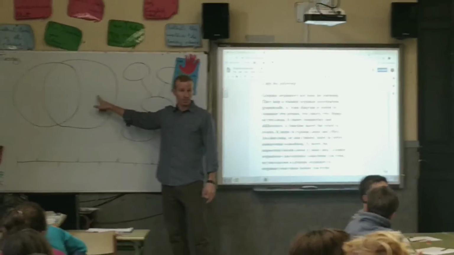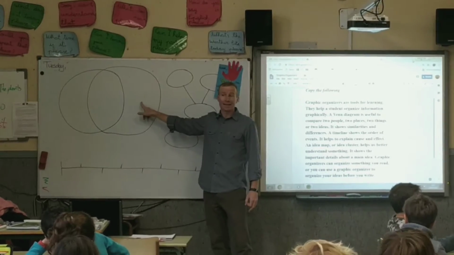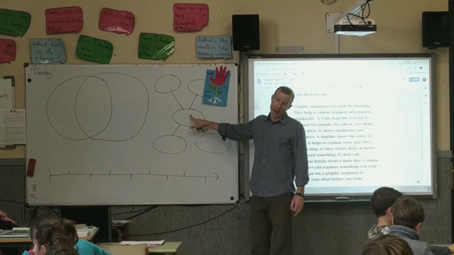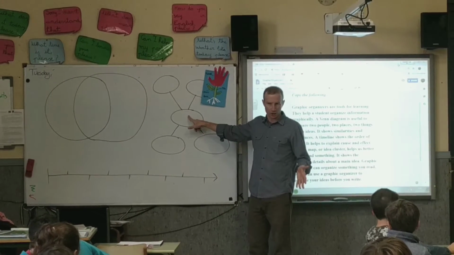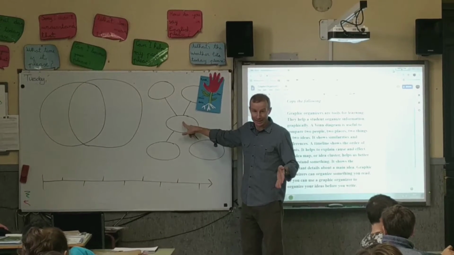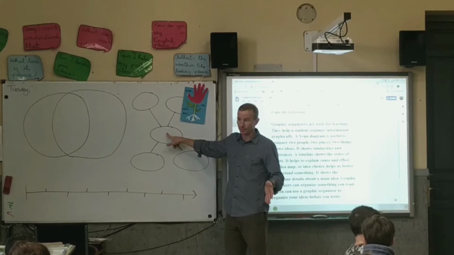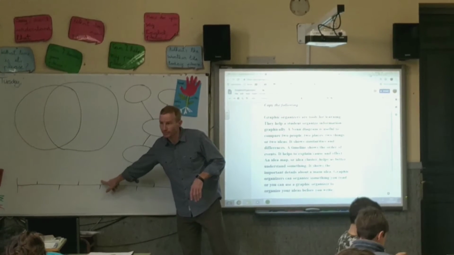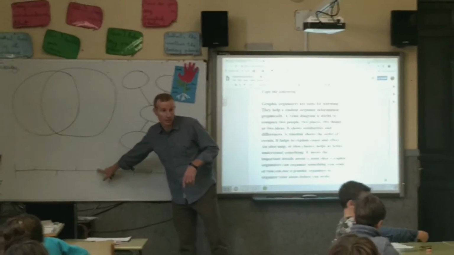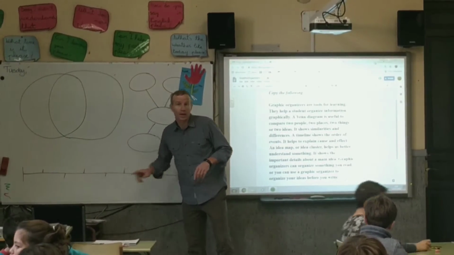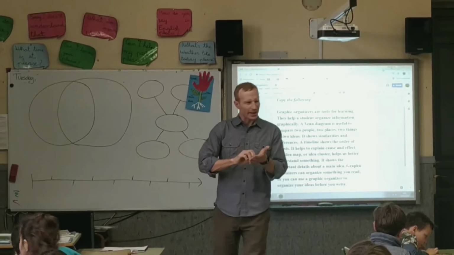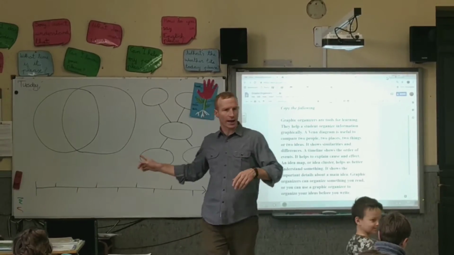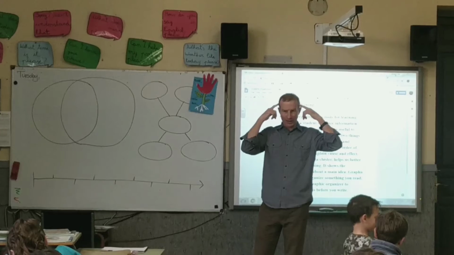A Venn diagram. A Venn diagram is a graphic organizer. An idea map, or an idea cluster. An idea cluster is a graphic organizer. A timeline. A timeline is a graphic organizer. You can use these graphic organizers to organize information.